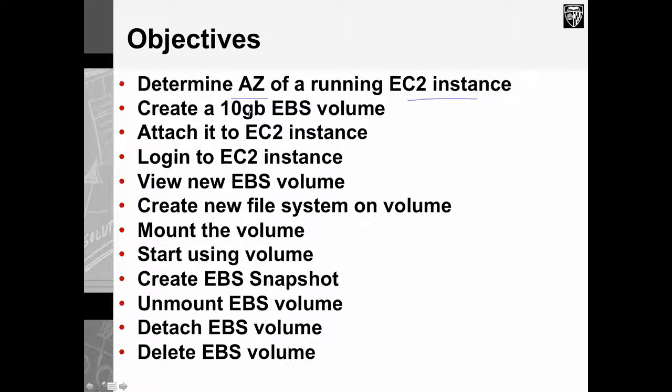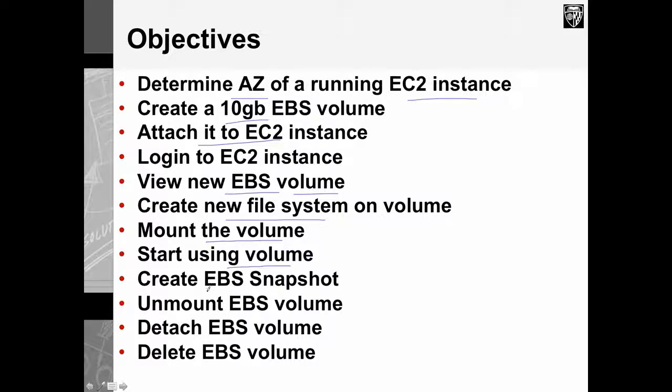Then we create the EBS volume of the size we desire. In this case, we're going to create a 10 gigabyte EBS volume. Then we'll figure out how to attach that EBS volume to our instance. And after we attach it, we'll log into the instance and then we'll scan or look for that new volume that we just attached. We then create a file system on top of the volume. We'll figure out how to mount the volume on your operating system, and then how to start using that volume.